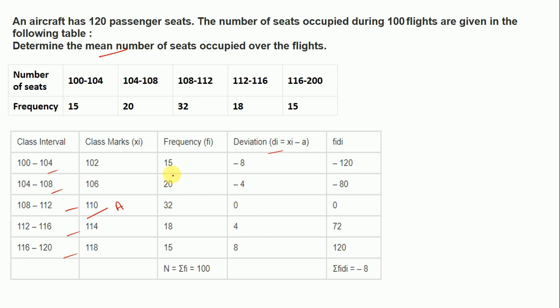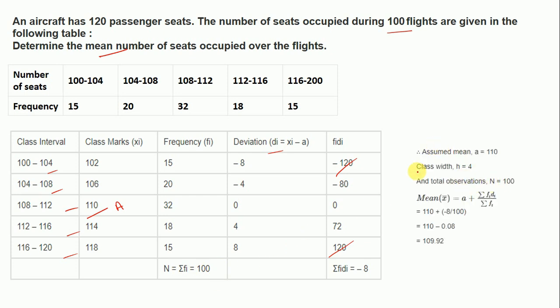And after that simply multiply Fi into Di. Find the summation of Fi Di. It will come out as minus 8 because it will be cancelled by 8, and minus 80 plus 72. Obviously minus 8 will come. And summation of frequency given already to us, 100 flights. So it will come out as 100. And after that class size is 4. Now mean. Formula to calculate mean is here A plus summation of Fi Di over summation of Fi. So just put the values and 109.92 will be your answer.